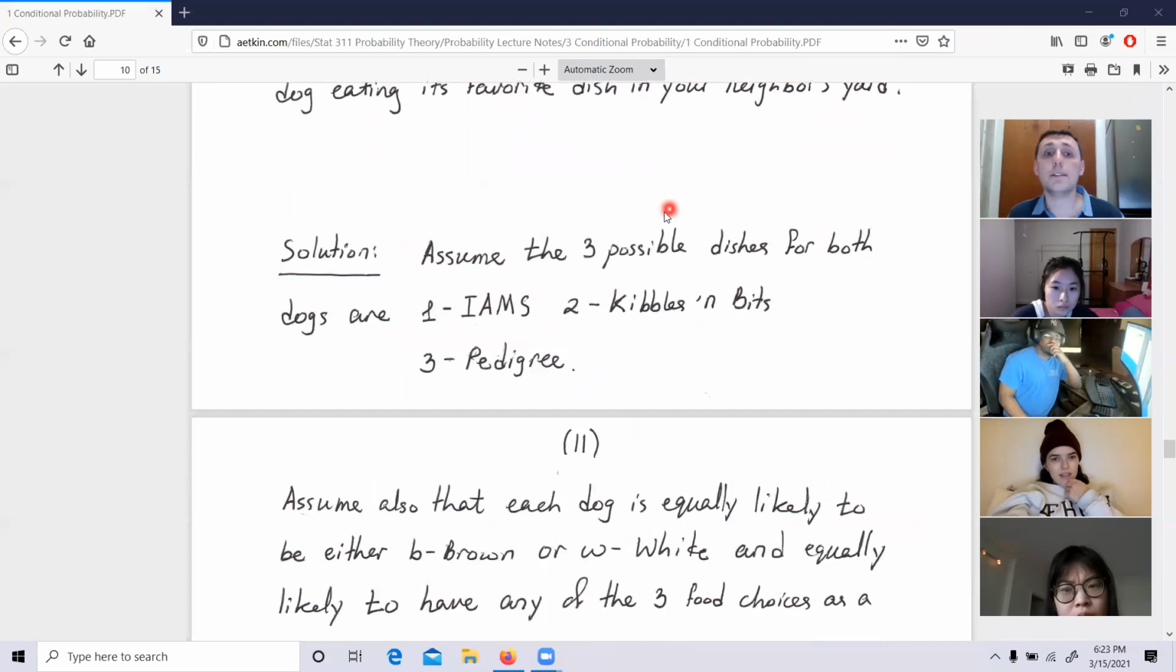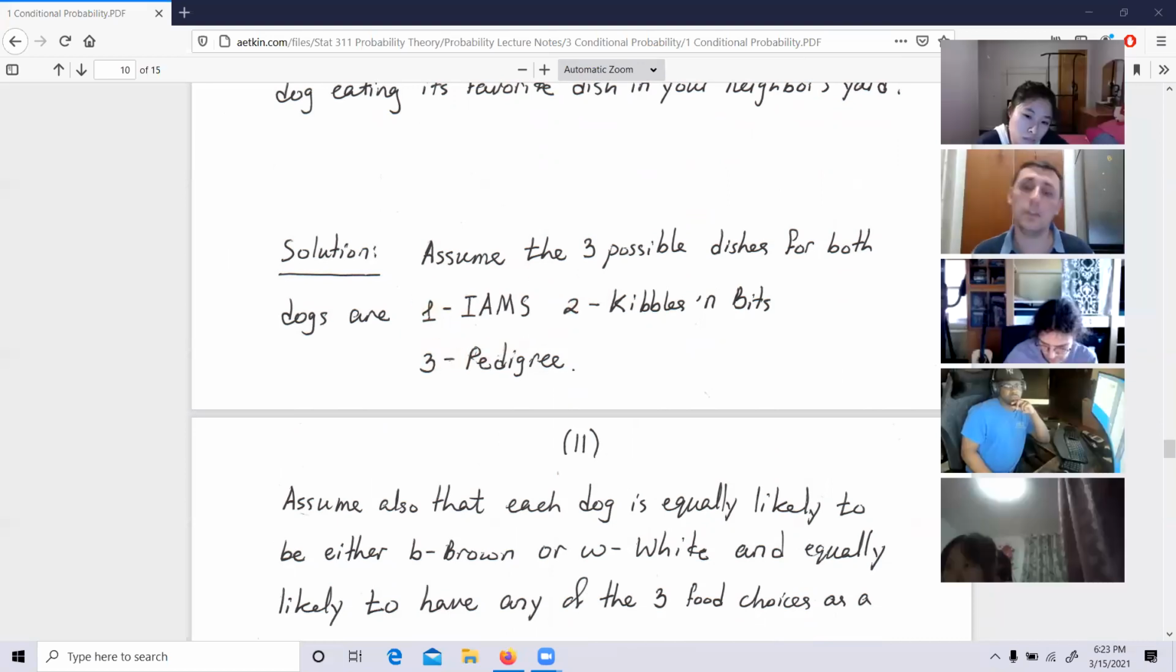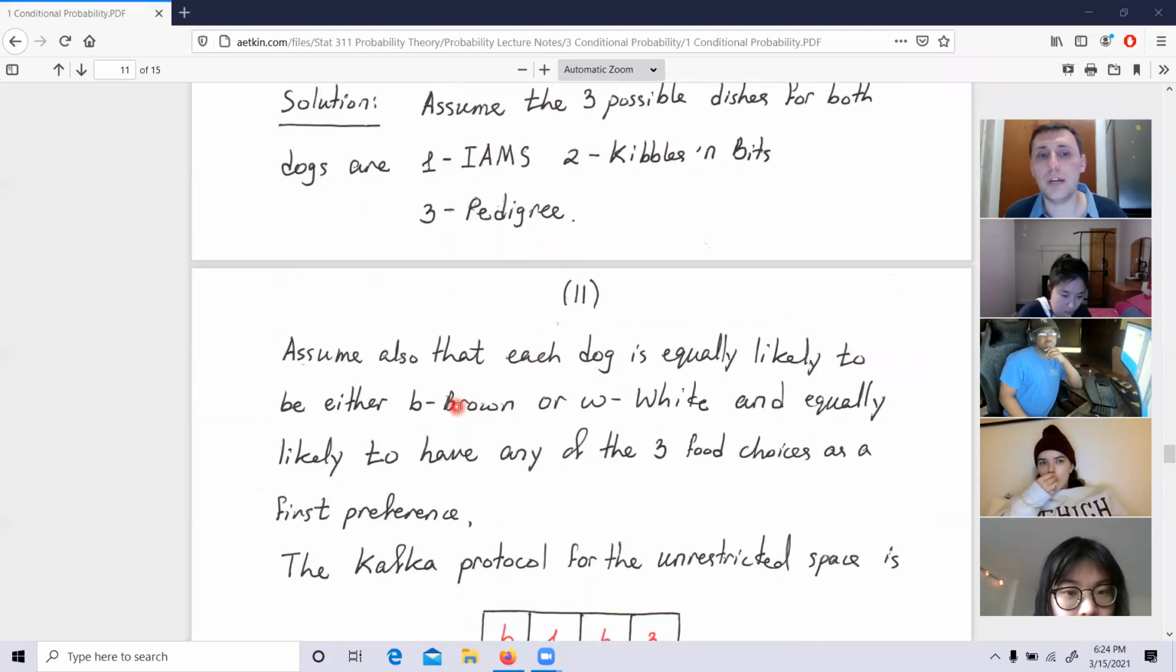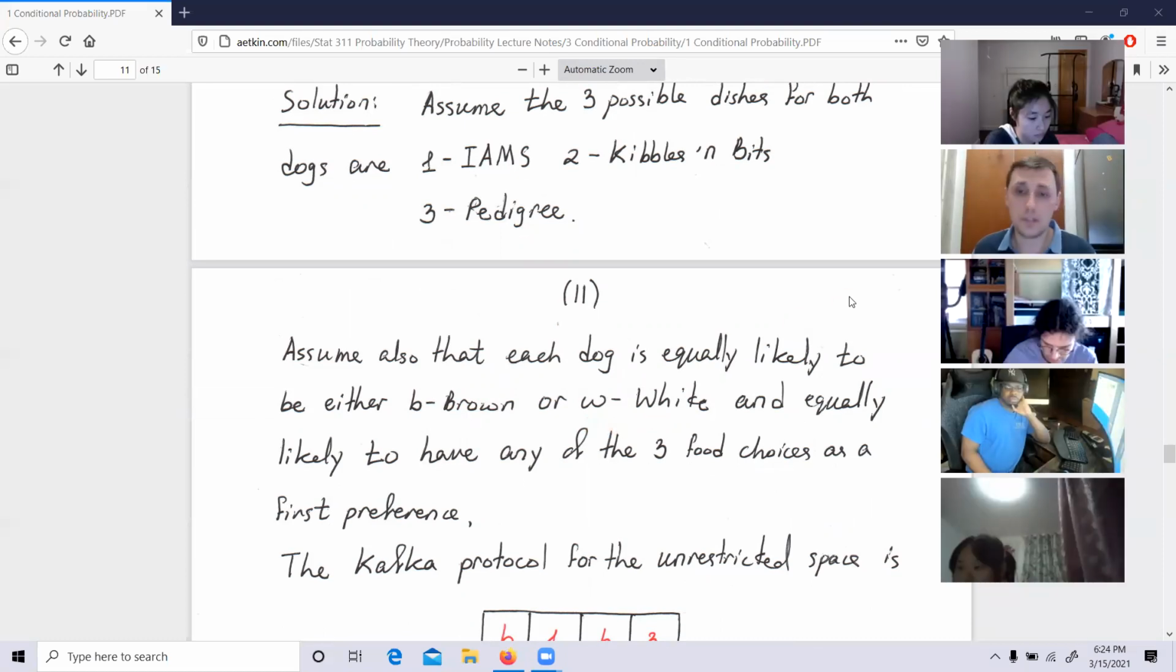So let's assume that the 3 possible dishes are Iams, Kibbles 'n Bits, and Pedigree. So that's 1, 2, and 3. Those are the only things available because, for probability's sake, you were digging in the trash of the neighbor, and all the time you find those labels. So you know that his dogs definitely eat this particular food, one of them, all the time, and there is a favorite somehow. So now assume that each dog is equally likely to be either B brown or W white, and equally likely to have any of the 3 food choices as their first preference.